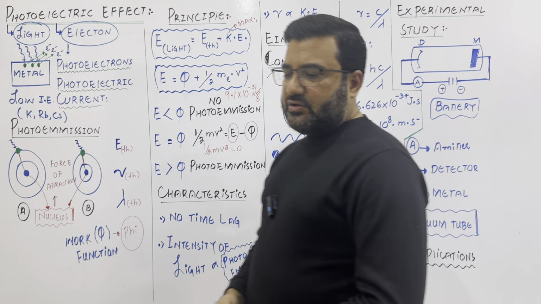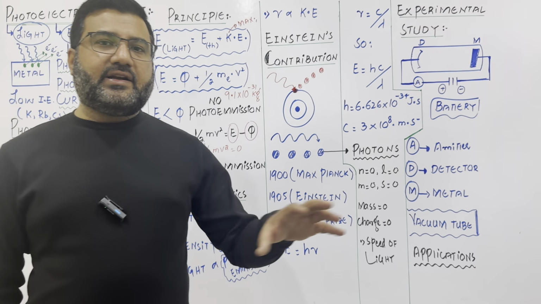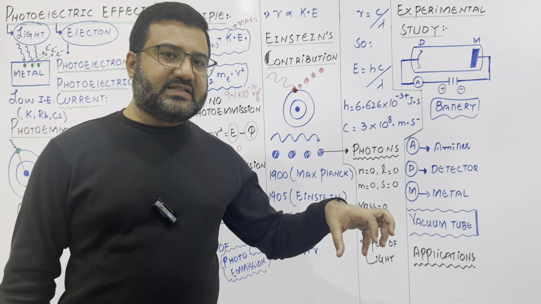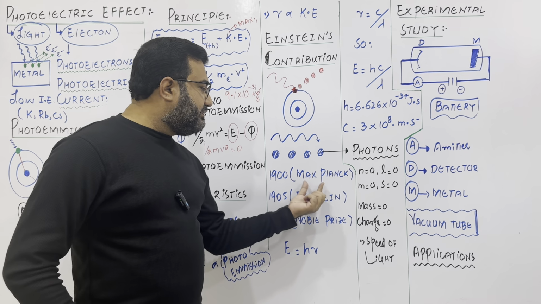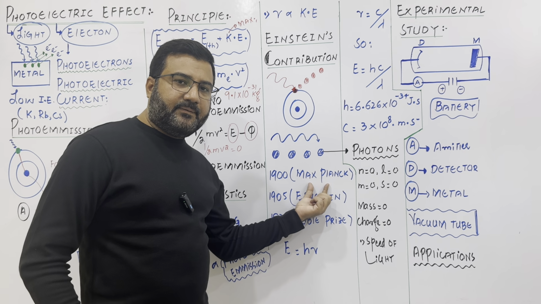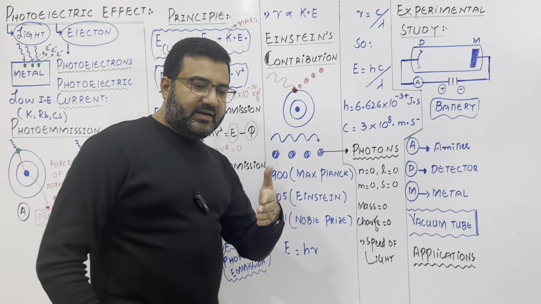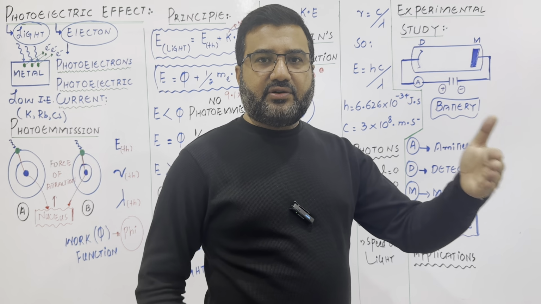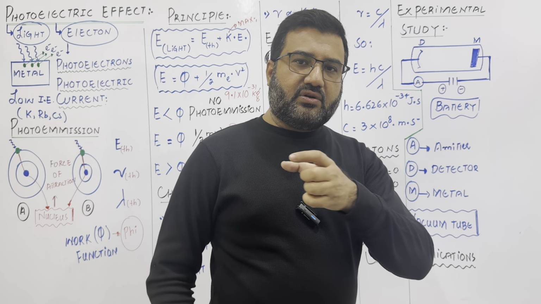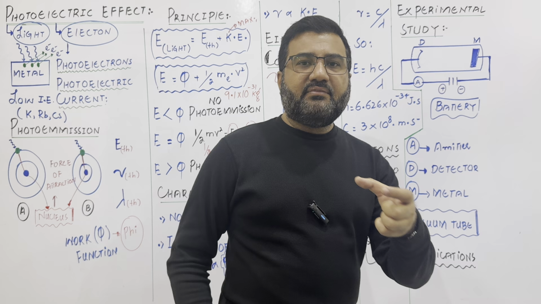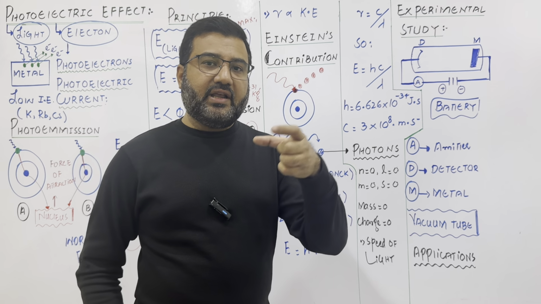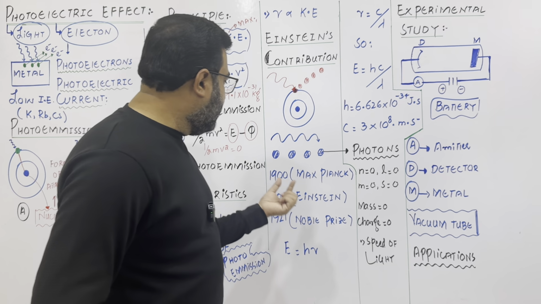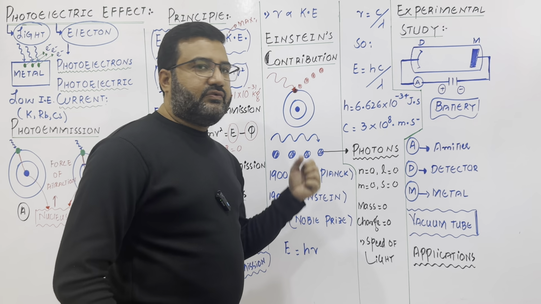But in actual, there is no time lag, and photoelectric effect is an instantaneous process. How can we explain this? Actually, in 1900, Max Planck proposed Planck's quantum theory, according to which he said that light, just like other electromagnetic radiation, does not have a continuous propagation, but it moves in the form of small energy packets, and those small energy packets are called photons.